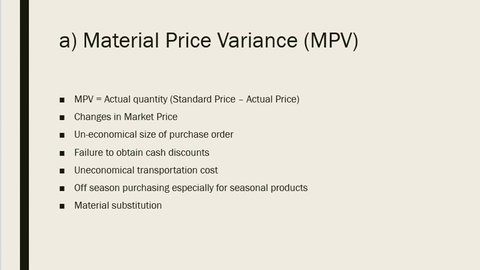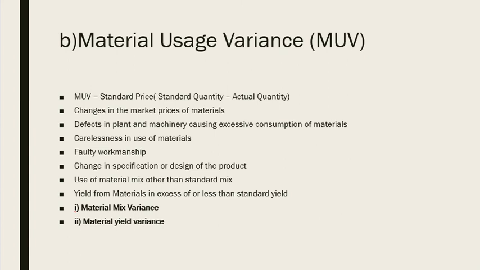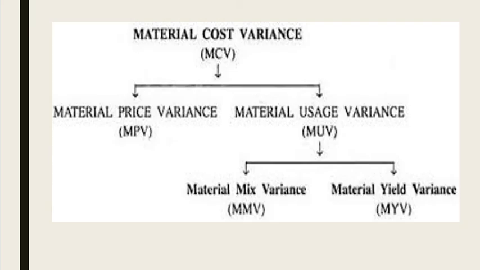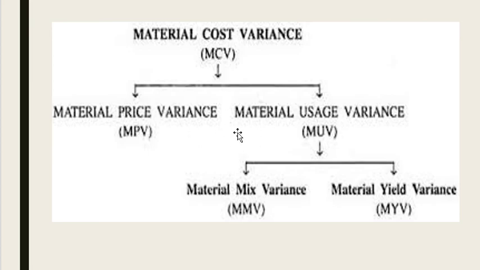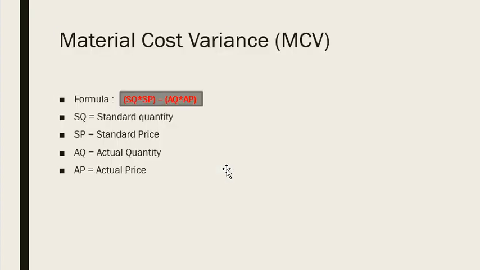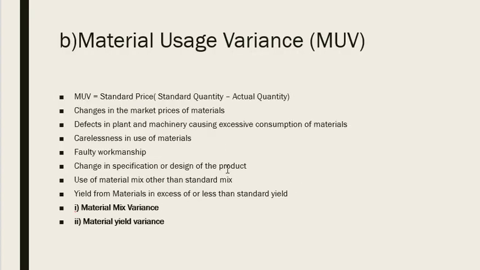Next, what we are going to discuss is the second part. As we discussed, material cost variance is divided into two parts: material price variance and material usage variance. Under material price variance, we have discussed and learned the formula. Now, under material usage, what is the formula? Under material usage, there are two types: material mix variance and material yield variance, which you will be using while solving the problems. So now let us get into material usage variance.